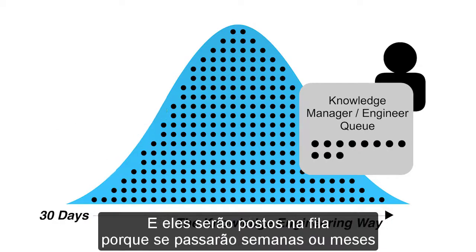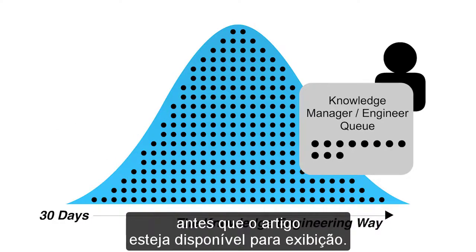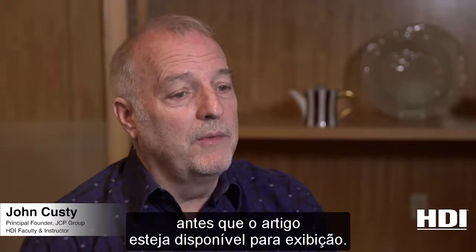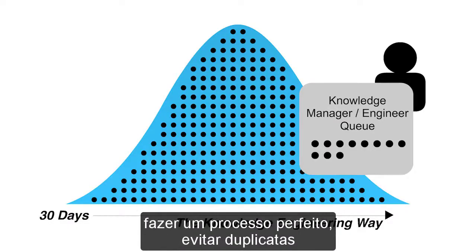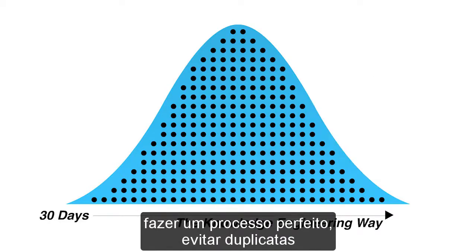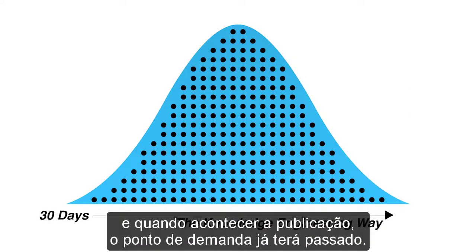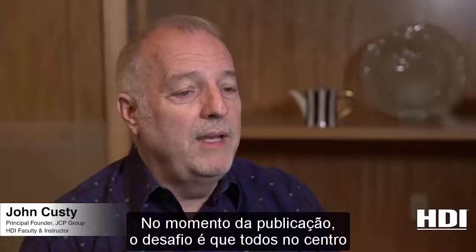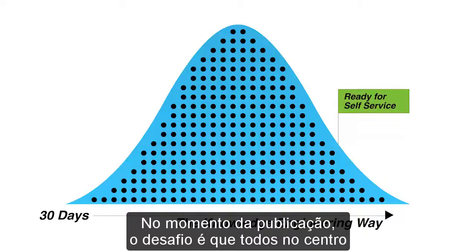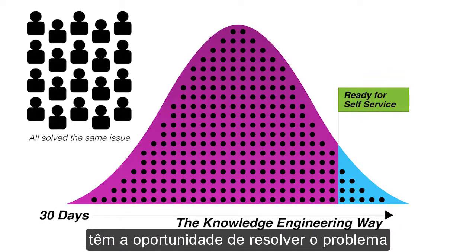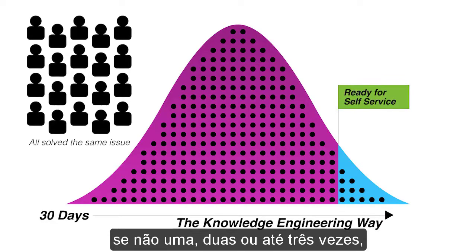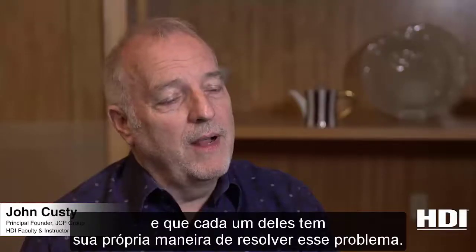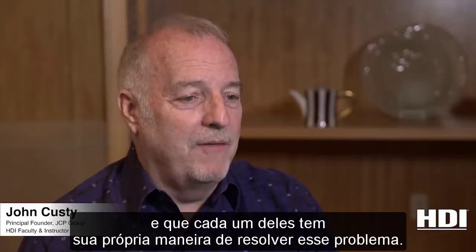And it's all sitting in a queue because it's taking weeks or months before the article is going to be available to come out. So your knowledge manager takes some time. They're going to review, validate, make it perfect, pristine, get rid of duplicates, and then by the time it is published, it is past the point of demand. So by the time it actually gets published, the challenge is everybody in the center has probably had an opportunity to solve this issue, if not once, twice, or maybe even 3 times, and each of them have figured out their own way to solve this issue.